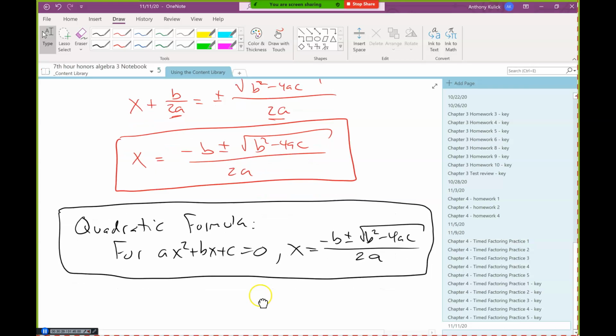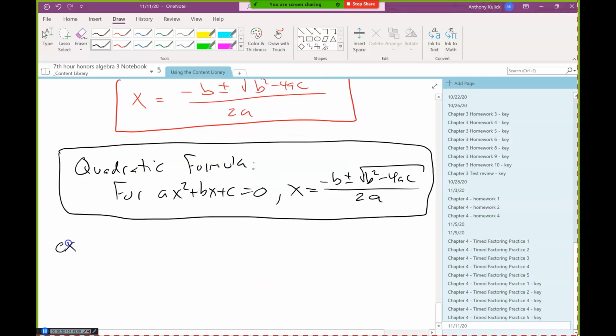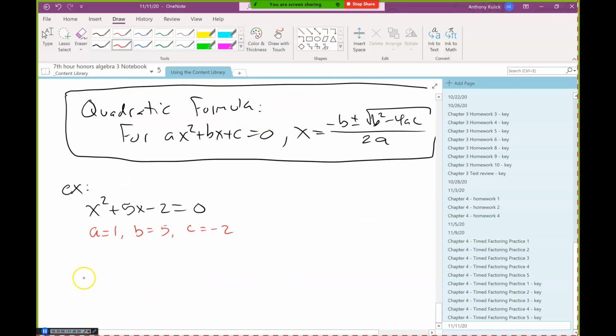So for example, if we went back to this problem that we did a moment ago, to solve this problem we had to do completing the square and then the reverse order of operations, right? Alternatively, I can just identify the values for a, b, and c and then plug them into the quadratic formula.